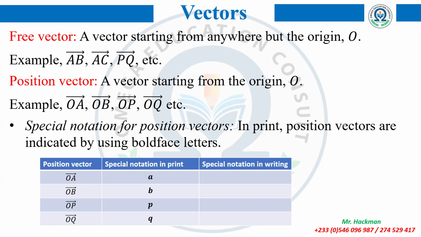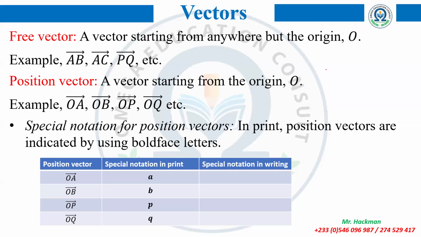So a free vector, you need to know what a free vector is. A free vector is a vector starting from anywhere but the origin. So any vector that does not start from the origin is regarded as a free vector. Any vector that does not take its source from the origin is what we call a free vector.